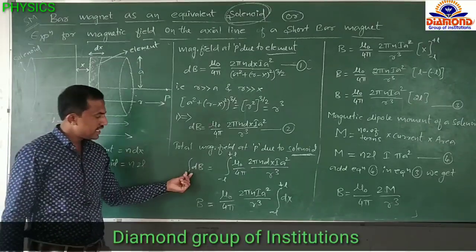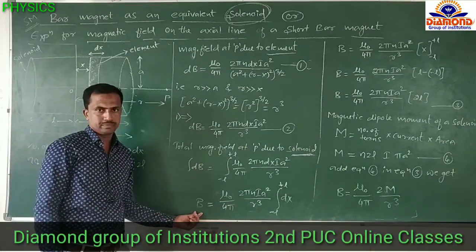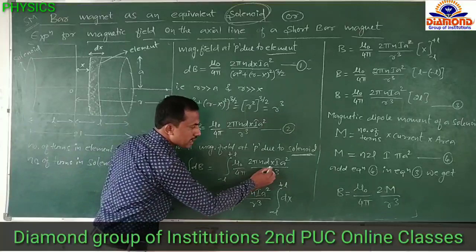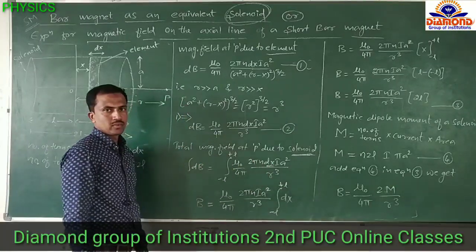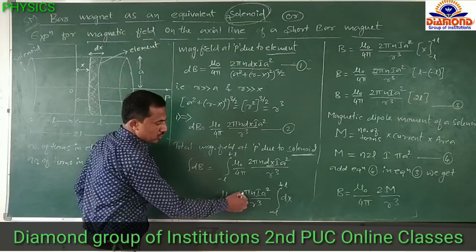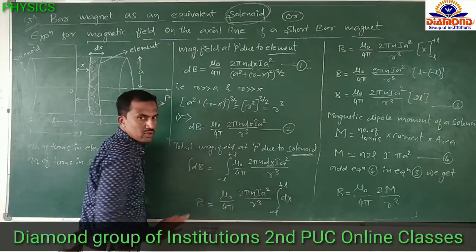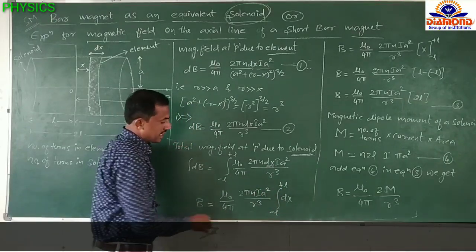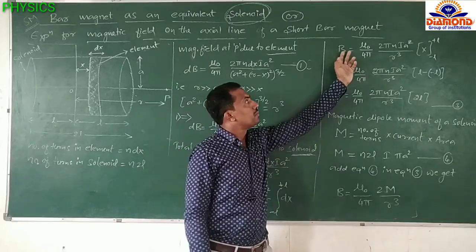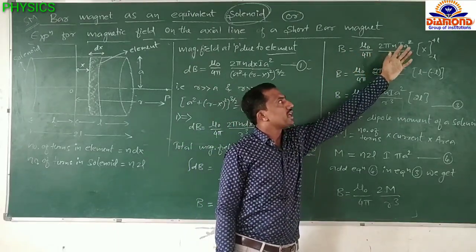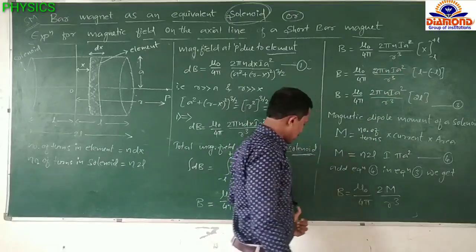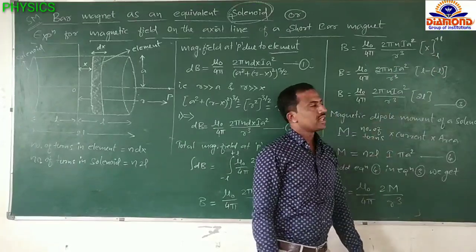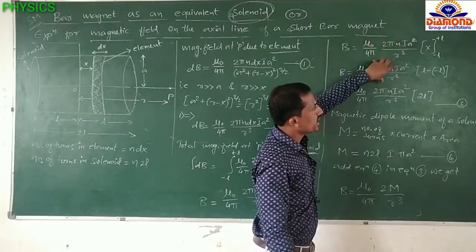Then integration of dB is B. We are taking all the terms outside except dx: mu naught by 4 pi, 2 pi n I a square by r cube is outside. Inside the integration only one term, that is dx. Next step, B equals mu naught by 4 pi, 2 pi n I a square by r cube as it is. Integration of dx is x. The limit is as it is.